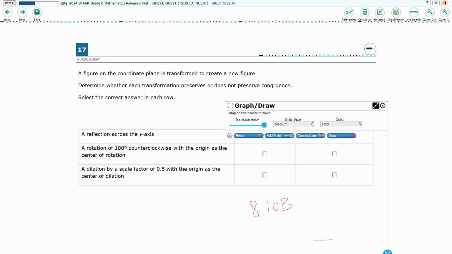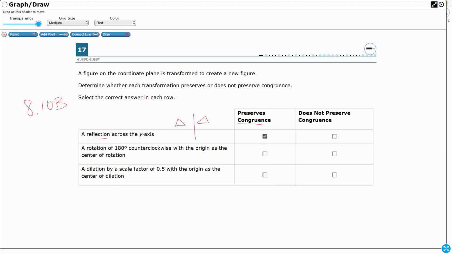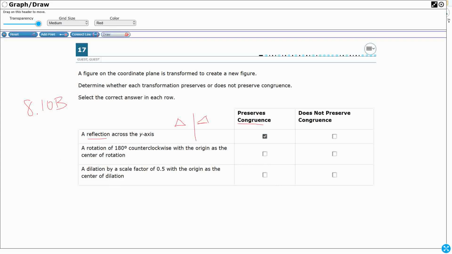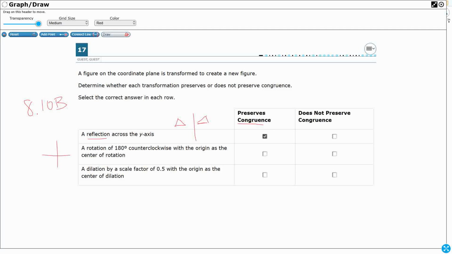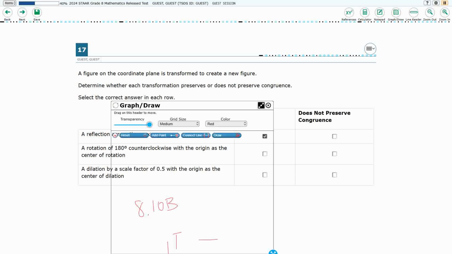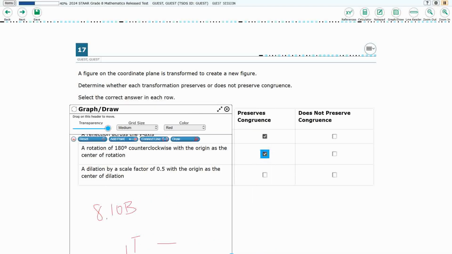Yes, it does. I'm just flipping it. If I rotate it counterclockwise, okay, so around the origin, so let me see if I were to do something like this, and if I were to rotate it counterclockwise, right, probably it would end up something like this. Yes, it's going to preserve congruence. It's just going to be pointing in a different direction.